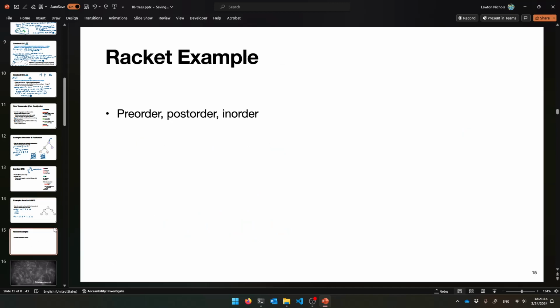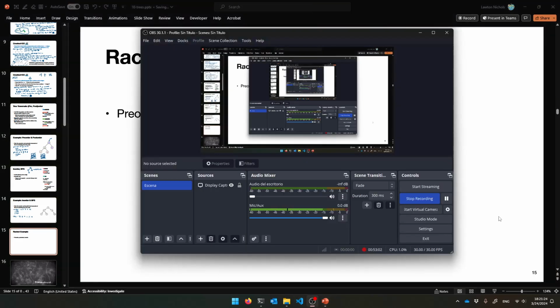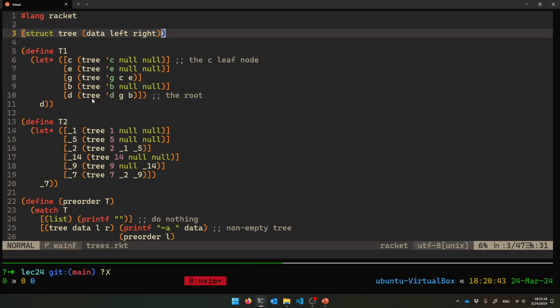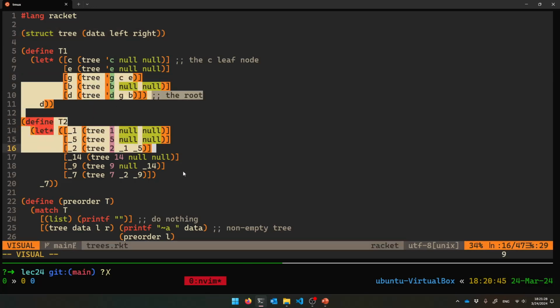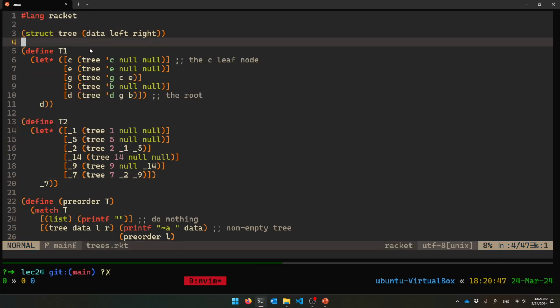And yeah, before we go, I just want to talk to you about how you would program this. Let's do it in Racket. I've made a Racket program for this, and let me show it to you. So here are some trees. Yay! Let's see if I can find which ones I'm doing.